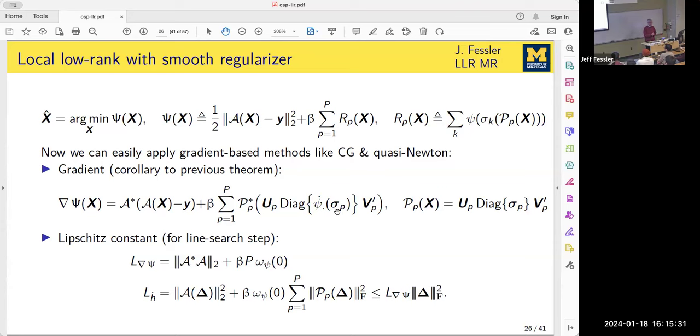So there's a lot of little SVDs to do here. You can also work out what the Lipschitz constant is, which is helpful for the line search step. And so now you see why I introduced the global. It's just messier because of the sum over the patches here, but this is really what we're interested in.